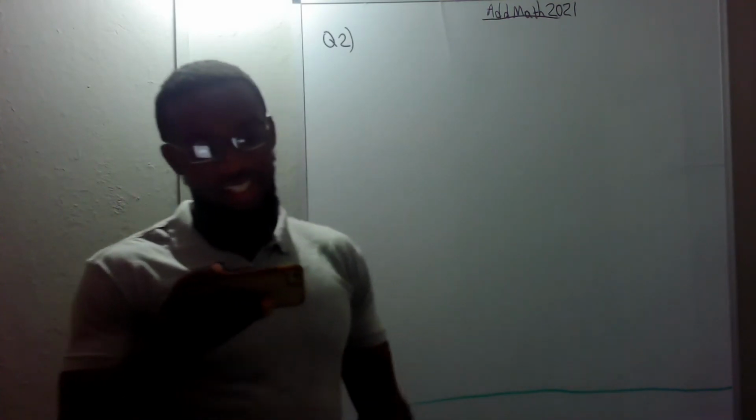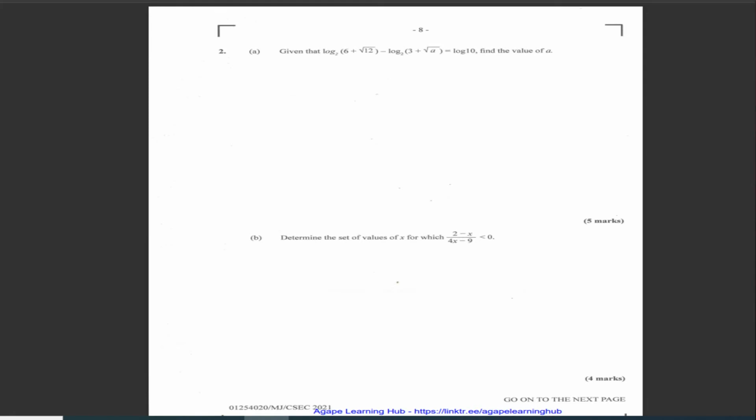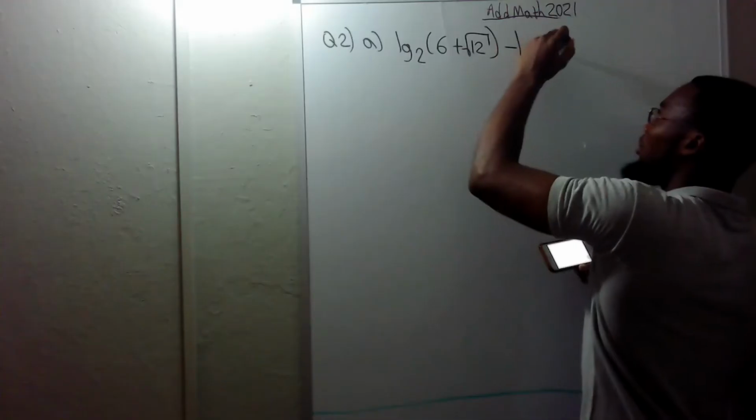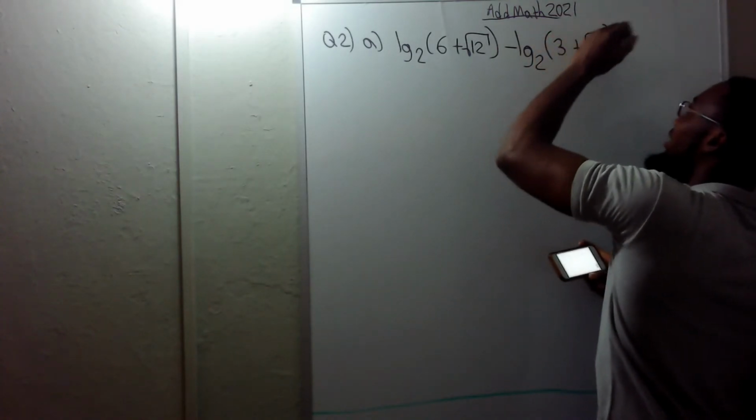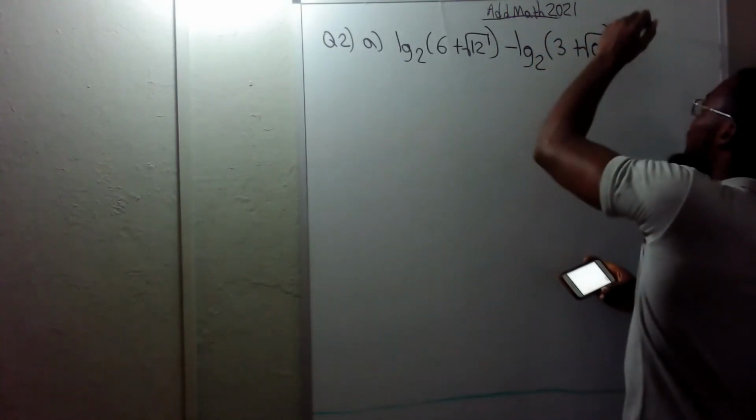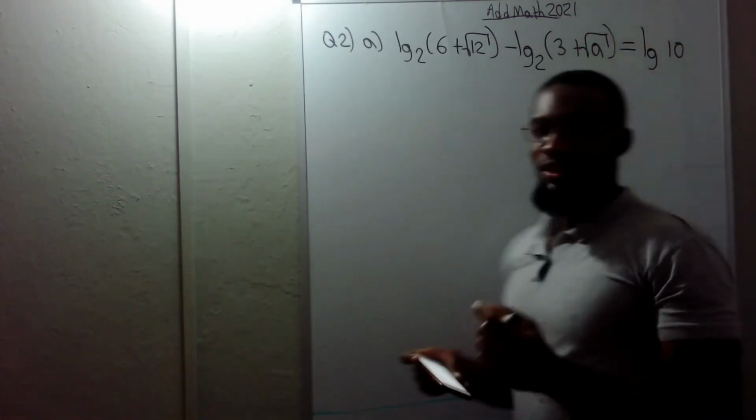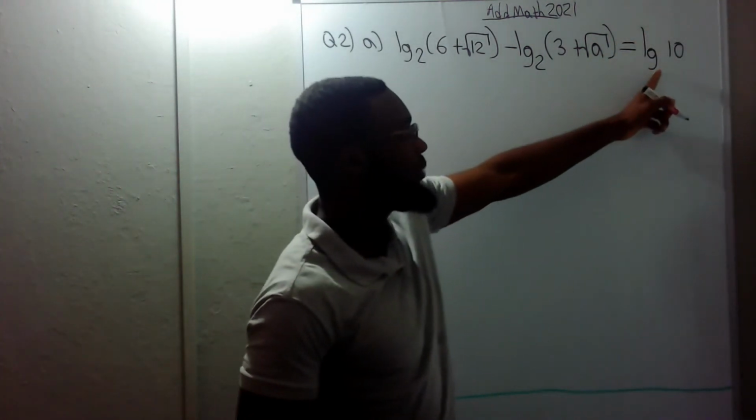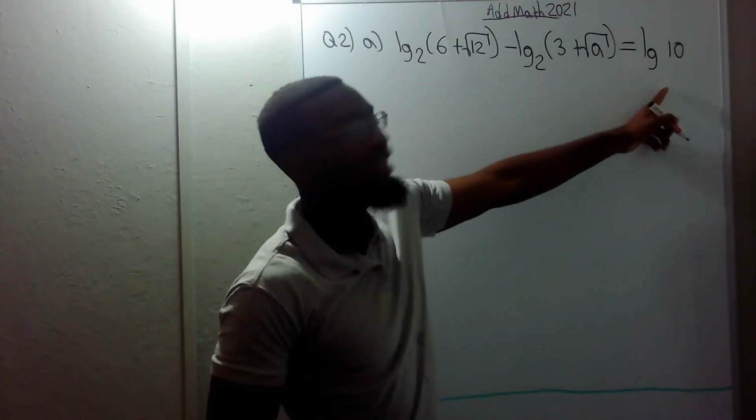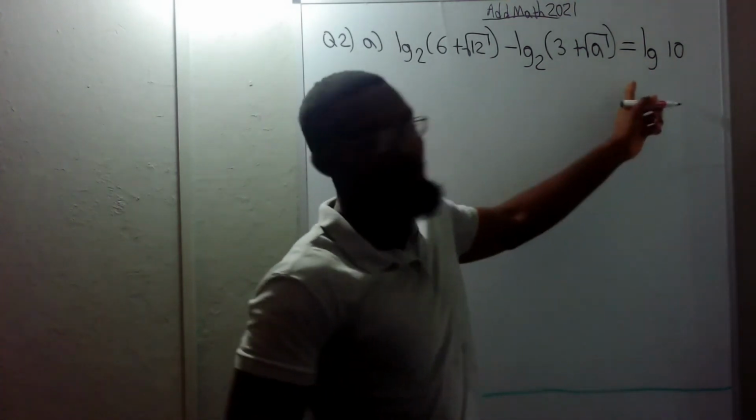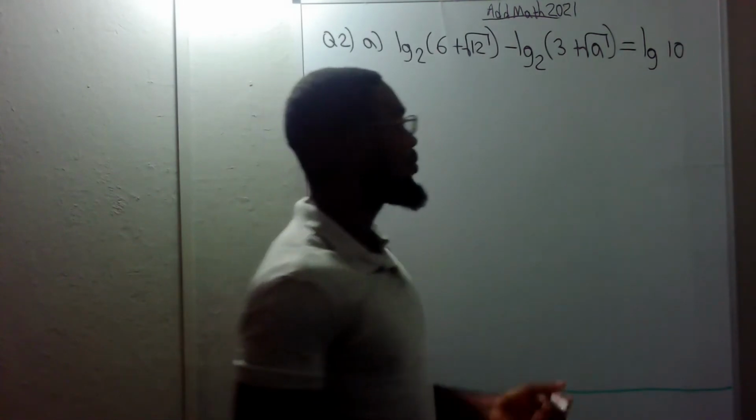Question 2a says, given that log base 2 of 6 plus root 12, minus log base 2 of 3 plus root a, is equal to the log of 10. Now guys, whenever the base is not given, this is base 10, and we know that the log of 10 is 1. Let's put it in your calculator. The log of 10 is 1.